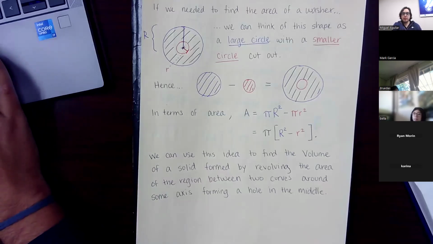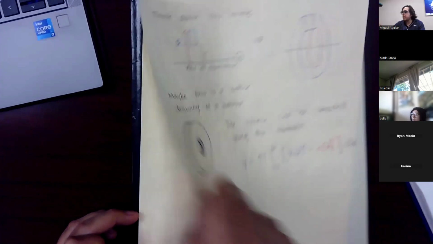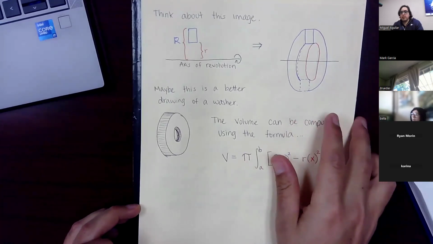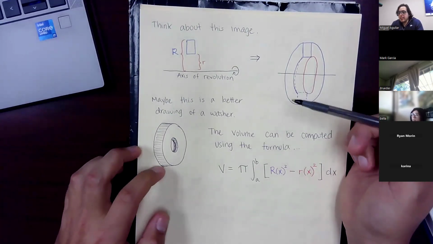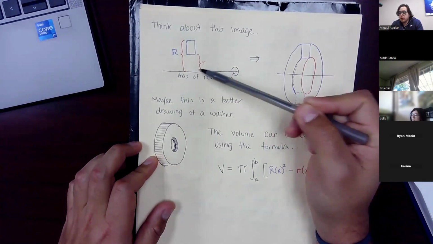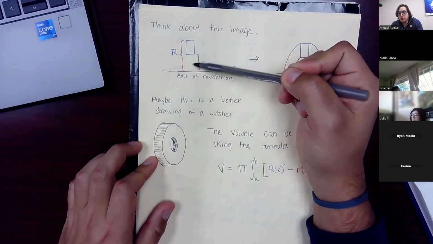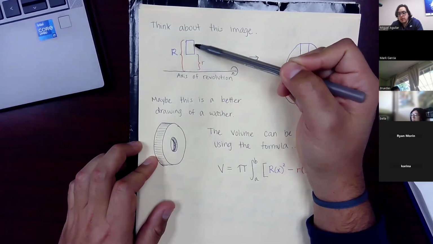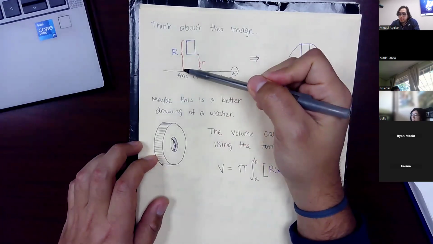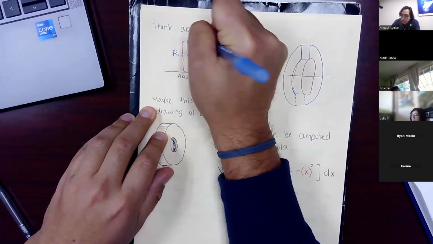I'm going to give you a little more time to write this down. Okay, so let's look at that first example of the washer method. This is the image you want to think about. We're going to have some axis of revolution here, and we're going to be revolving a shape around it. Think of that shape as a little rectangle floating above that axis. That little shape has some outer radius, so think of this part here as being made up by the outer function.